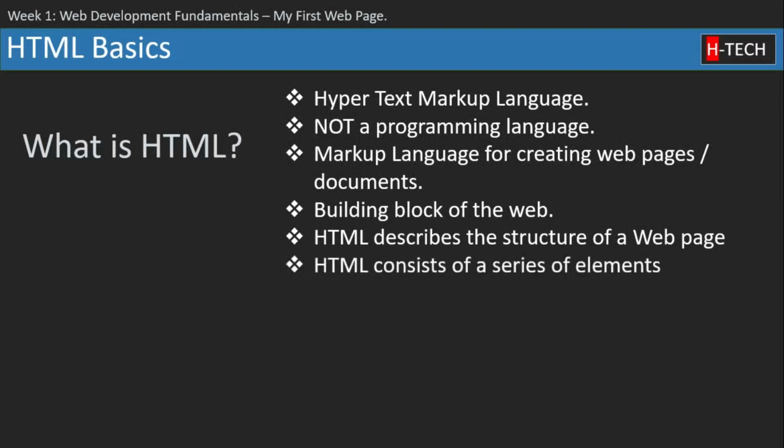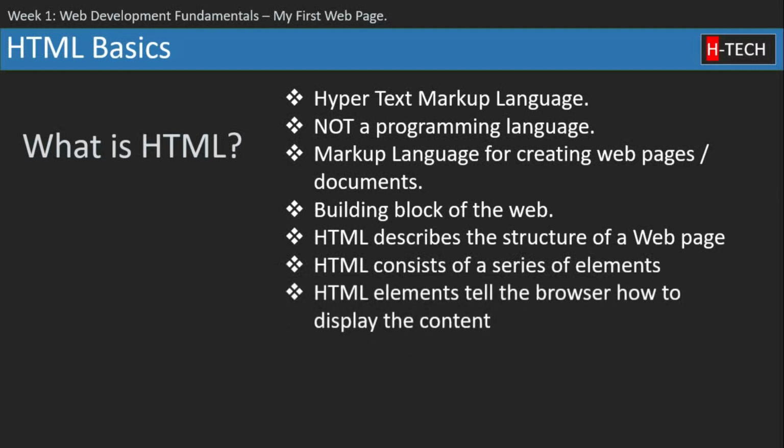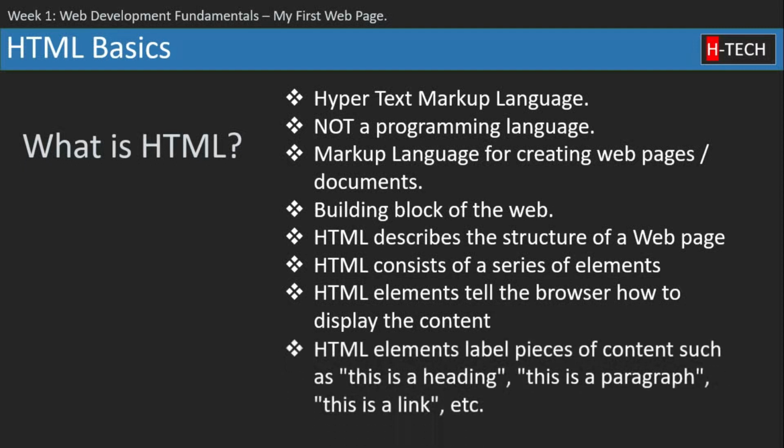Now HTML consists of a series of elements, and these elements tell the browser how to display the contents. The elements label pieces of content such as: this is a heading, as you can see in quotes, this is a paragraph, as you can see in quotes, and this is a link. So we have different elements for different things. Like a paragraph has its elements, a container like a div and span. We also have headings, we have images, we have different elements for different things, for buttons and the rest.